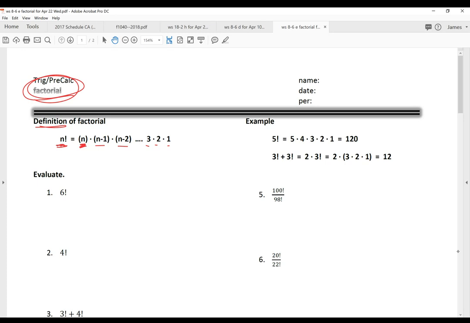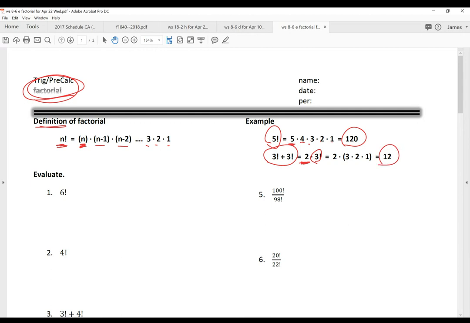So, for example, if I say 5 factorial, you start with 5 and you keep multiplying one less each time. So 5 times 4 times 3 times 2 times 1, which if you multiply it out is 120. And if you have operations like pluses or divided by or anything else, you just treat it like order of operations, multiplying, dividing first, and then adding and subtracting. So 3 factorial plus 3 factorial is the same as 2 times 3 factorial, because you have 2 of those. So that's 2 times 3 times 2 times 1, which is 12.